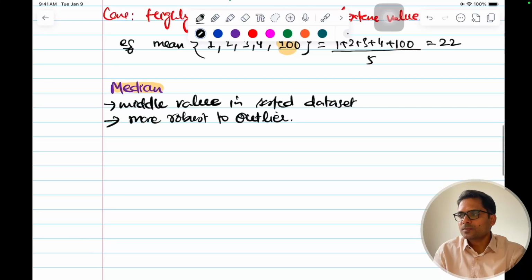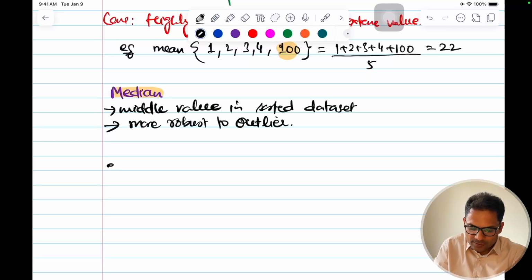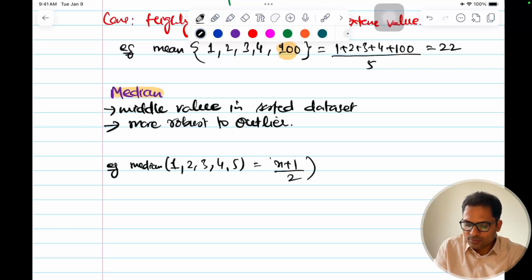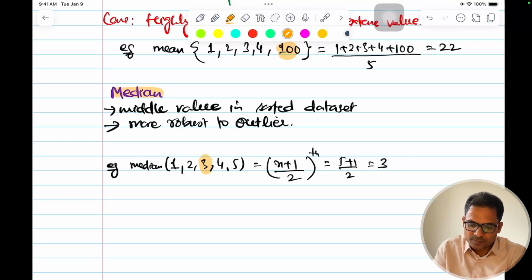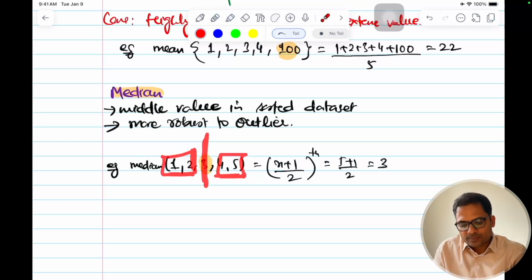And if you take the whole data set, say for example the same data set, the median of 1, 2, 3, 4, 5 will be equal to the middle value. So this will be the (n plus 1) by 2th value. So this is (5 plus 1) by 2, that is 3. So my median will be 3 here. And you see that median is just the central value, it will divide the complete data set into exactly 2 halves. That's the median, central: one half and two half.